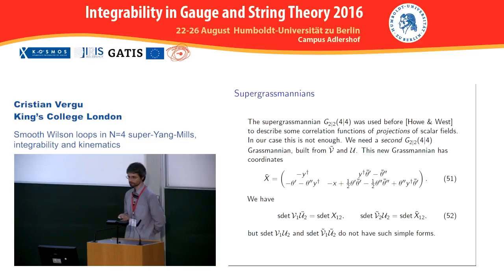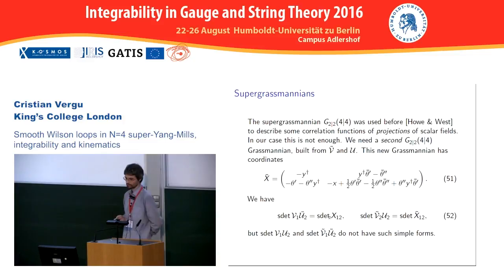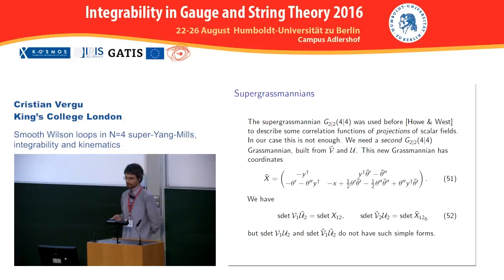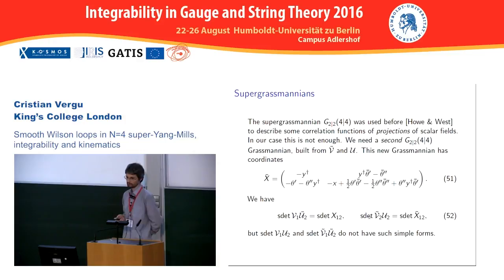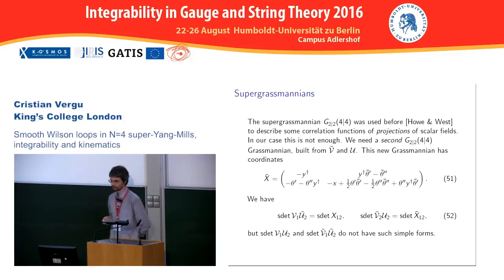I can do the same for X tilde, and in that case I get that V1 times U2 tilde is a superdeterminant of X12, so the difference between X12 and X tilde 12, this is the superdeterminant of X tilde 1/2. So out of the four terms that appeared in the two-point function of the scalar fields, two of them can be written in a nice way because they have the form of superdeterminant of a difference of coordinates on the super Grassmannian.